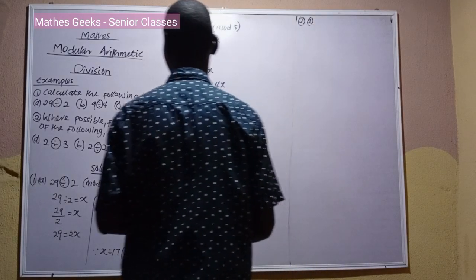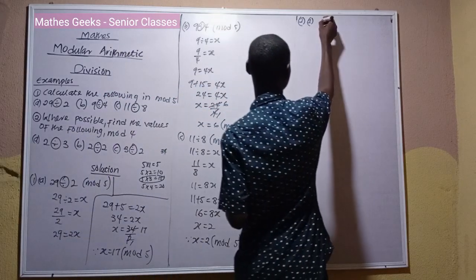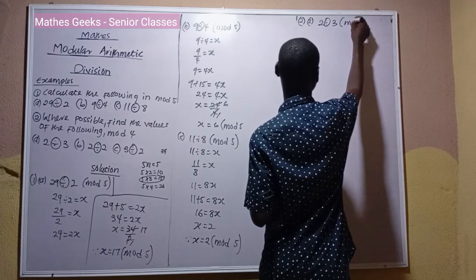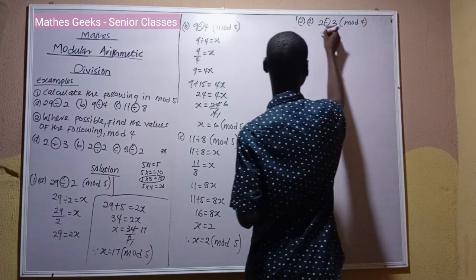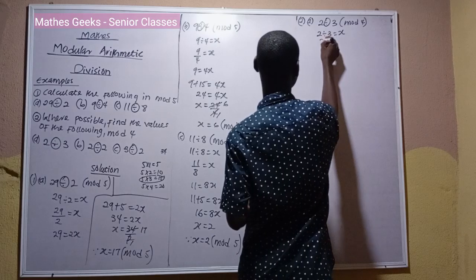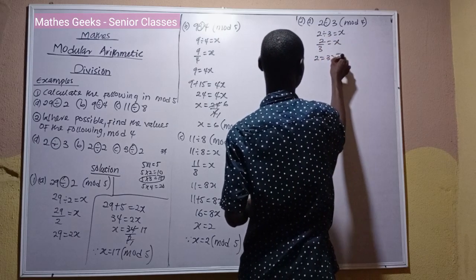Where possible, find the values of the following in mod 4. 2 divided by 2. 2 divided by 3 in mod 4. Let 2 divided by 3 equal x. 2 over 3 is x, and 2 is equal to 3x.